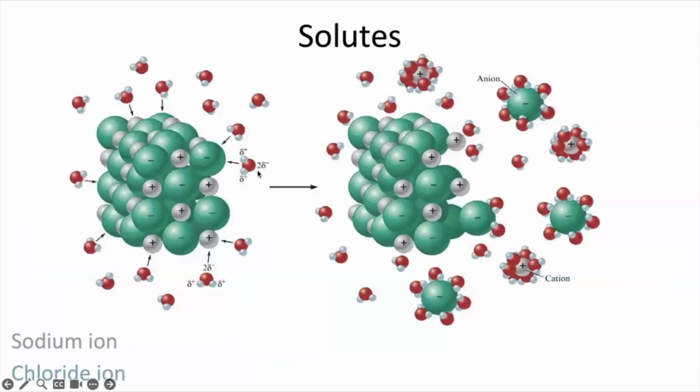Right, so that's shown here. We have our polar water molecules, a little bit negative, a little bit positive. It can come in and interact with sodium ions, which have lost an electron, so they're positive, and chloride ions, which have picked up that electron, so they're negative. And because water is both positive and negative, it can interact with both of them, and it works as a great solvent.